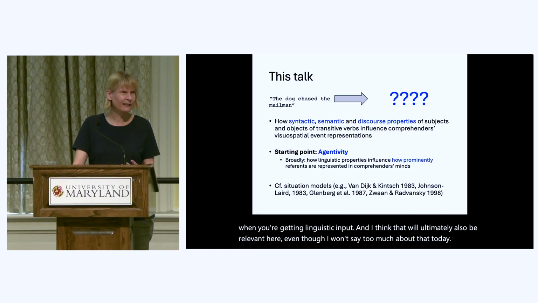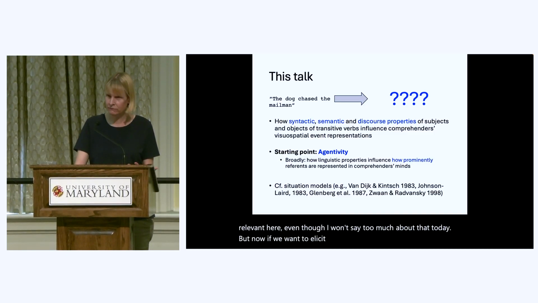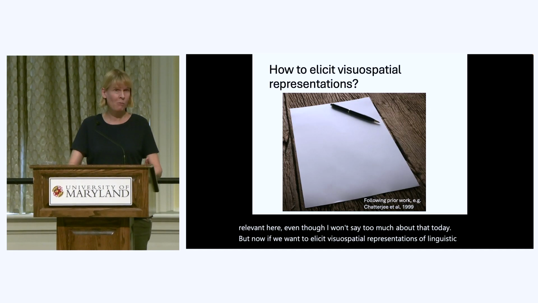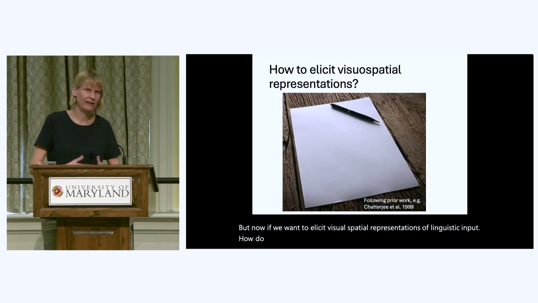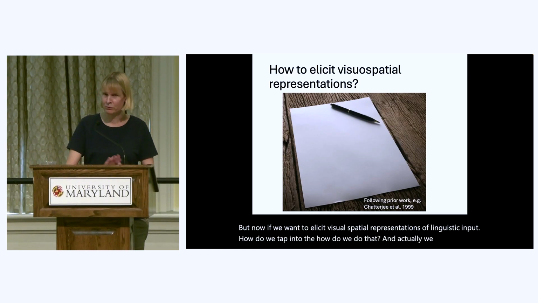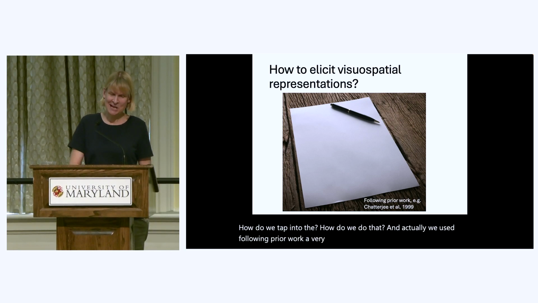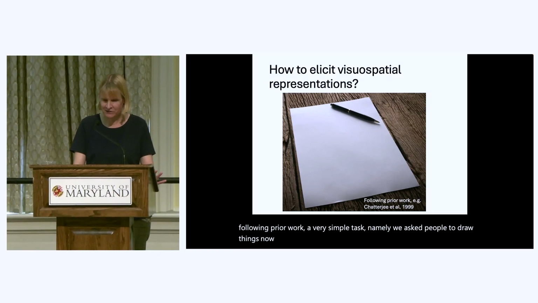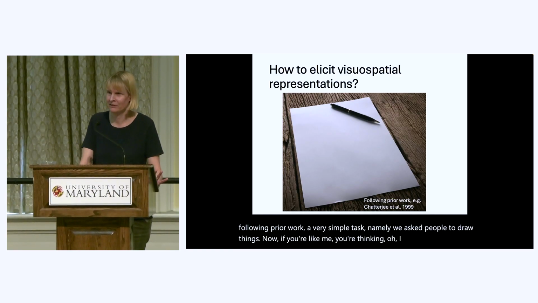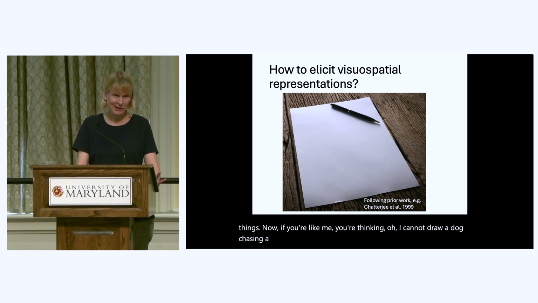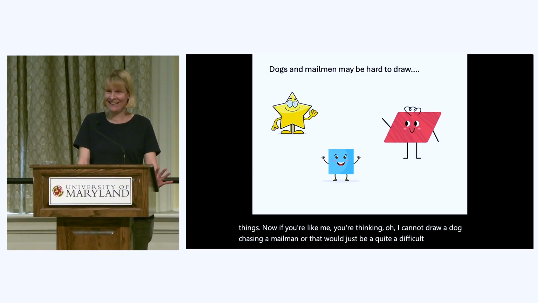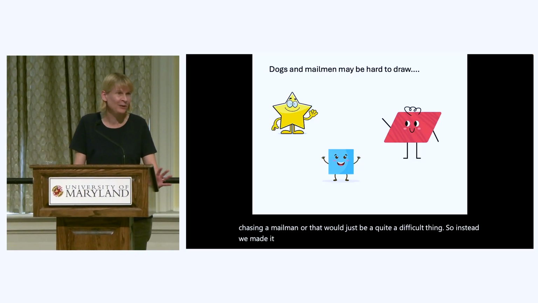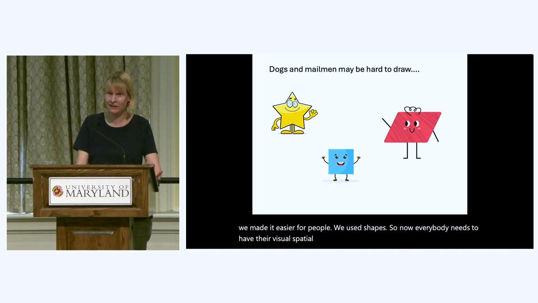But now, if we want to elicit visual spatial representations of linguistic input, how do we tap into that? How do we do that? And actually, we used, following prior work, a very simple task. Namely, we asked people to draw things. Now, if you're like me, you're thinking, oh, I cannot draw a dog chasing a mailman, that would be quite a difficult thing. So instead, we made it easier for people. We used shapes. So now, everybody needs to have their visual spatial processing ready.